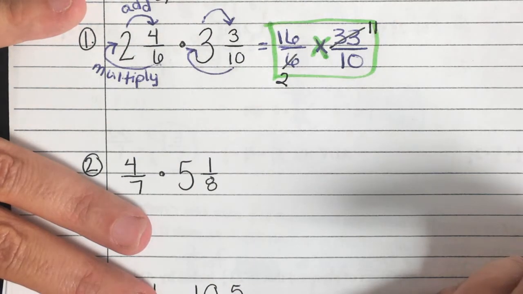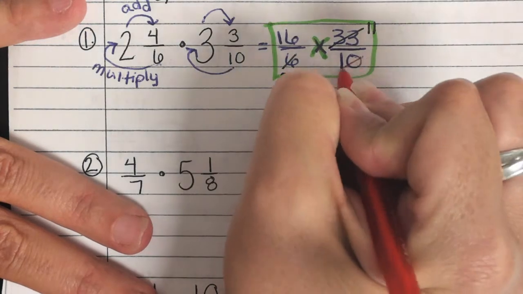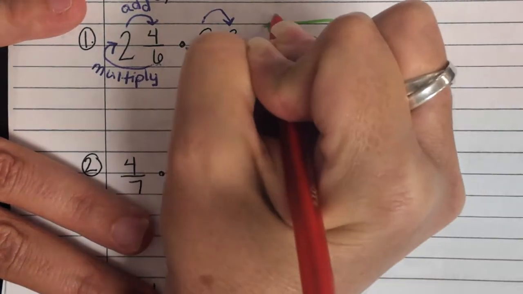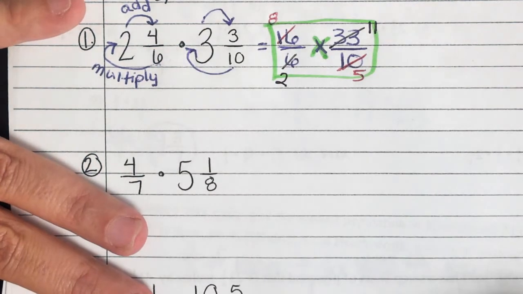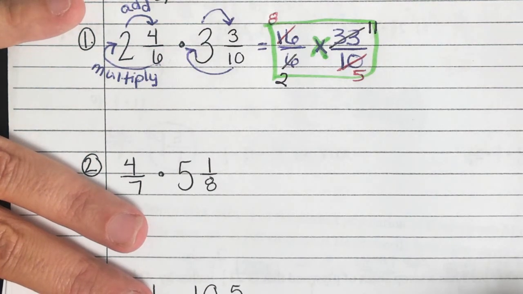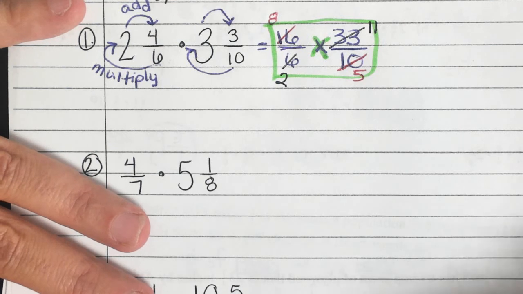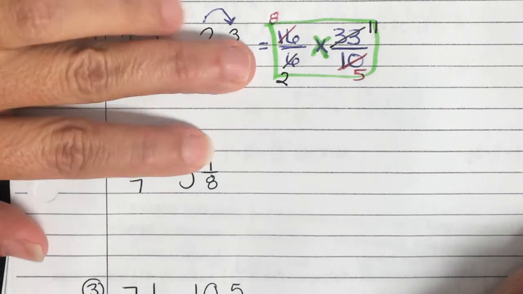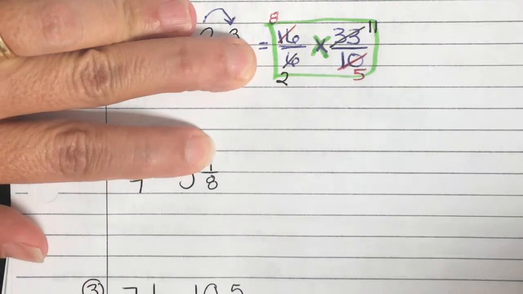16 and 10, right? By 2. 5 into that. 8. Anything else? No. Yes. I'm going to challenge you. Oh, wait, yes. 2 and 8. 2 and 8. Right. Do as many as you can if you see them.